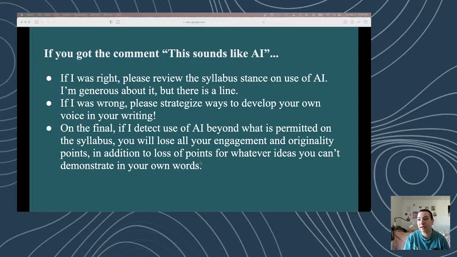On the final, if I detect use of AI beyond what is permitted on the syllabus, I've now baked in points. You didn't lose points on your Unit 1 homework, but you will lose points on your engagement and originality. It's like 6 points out of 125, but still, please don't make me do it. In addition to loss of points for whatever ideas you can't demonstrate in your own words.